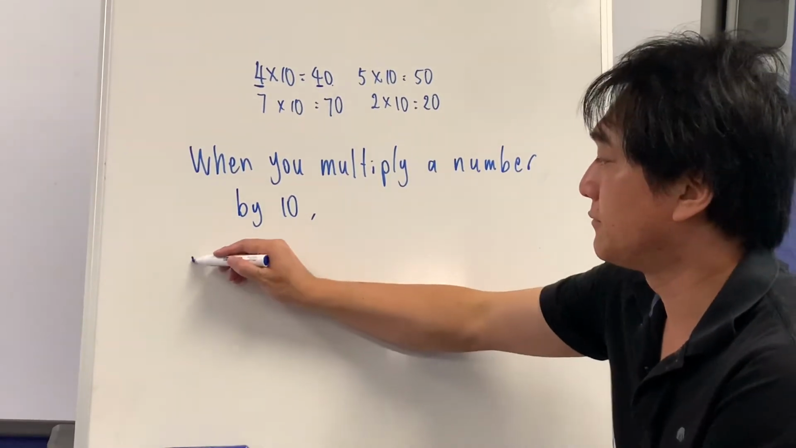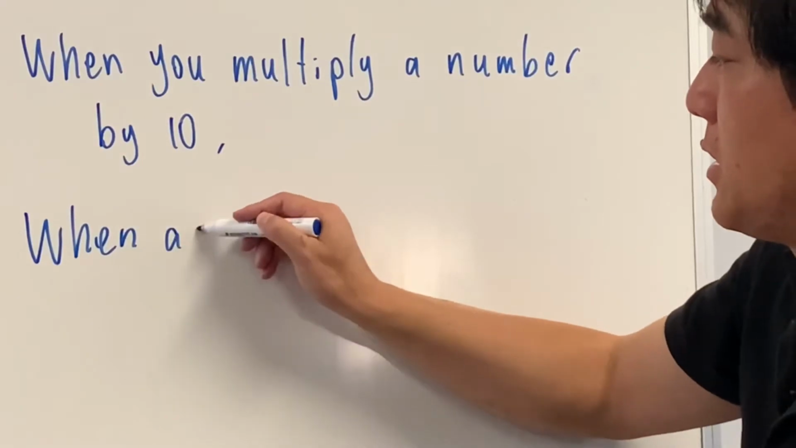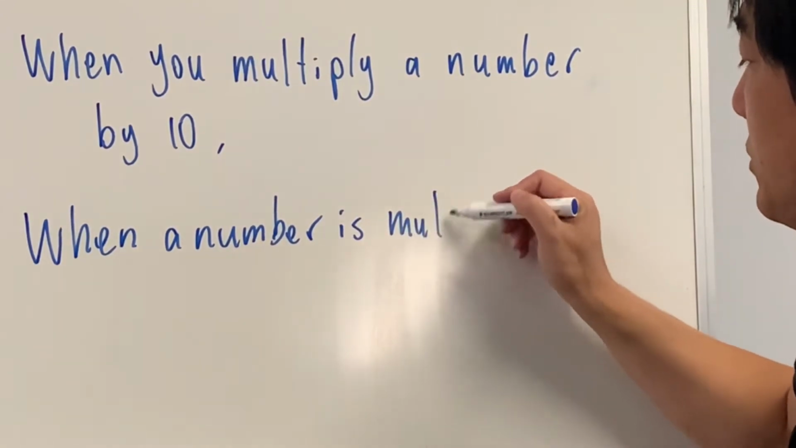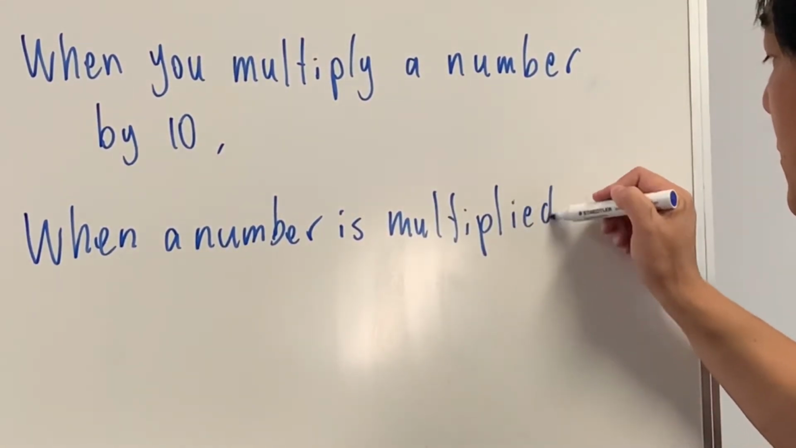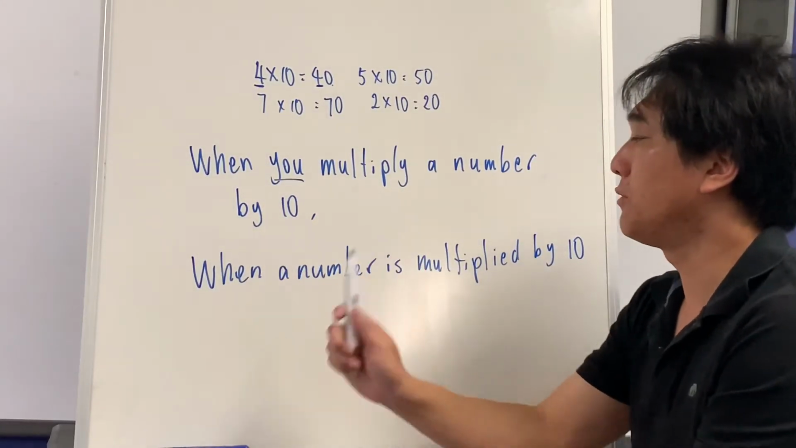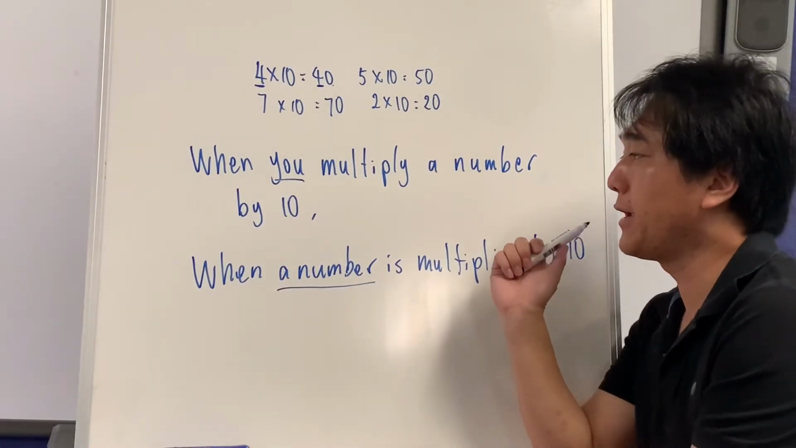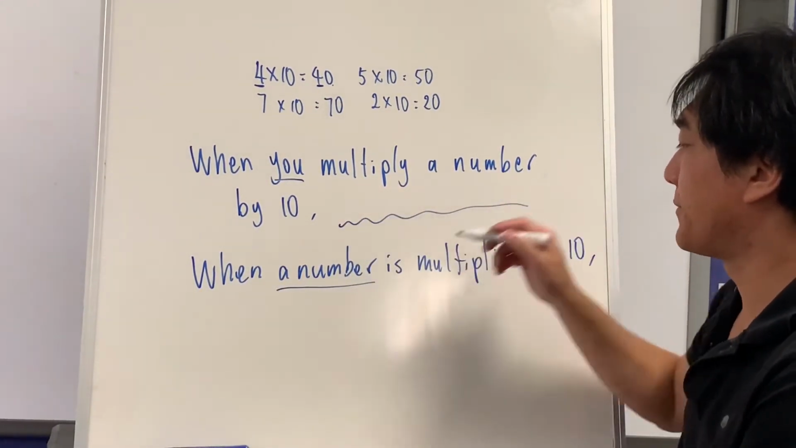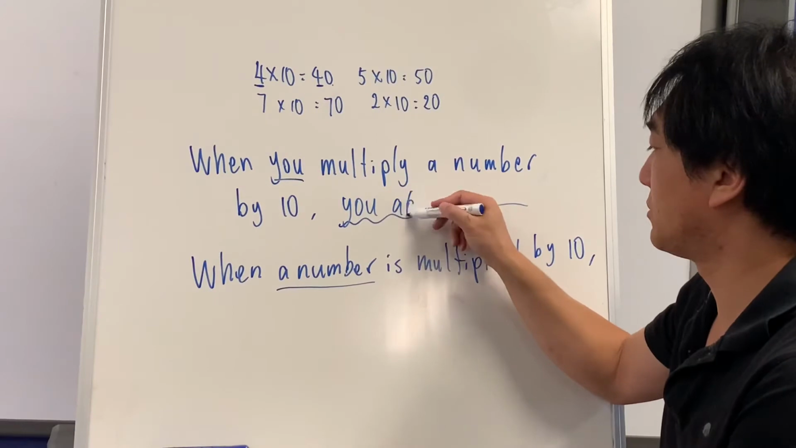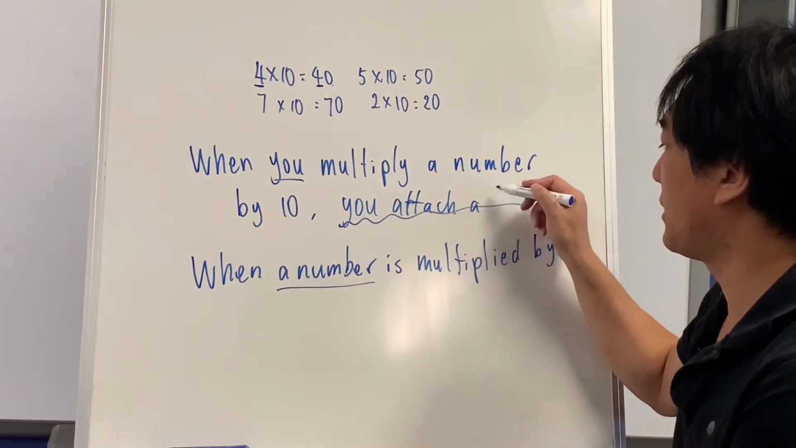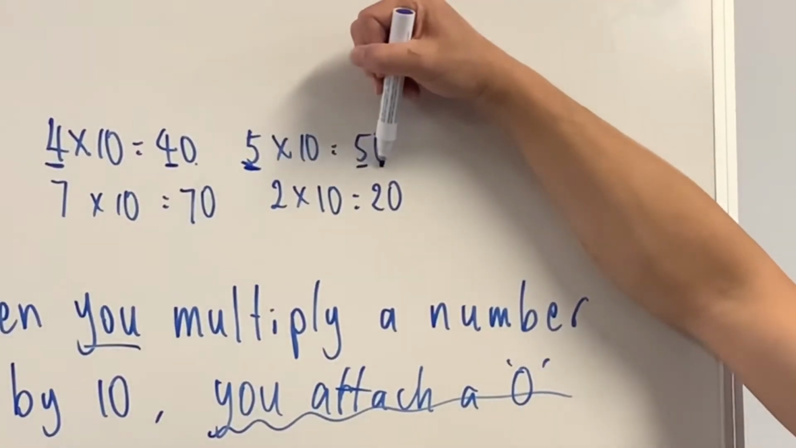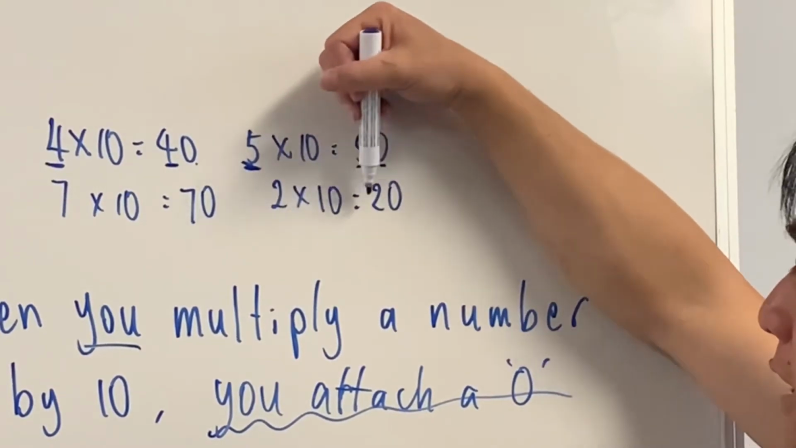Or you might have said when a number is multiplied by 10, the rest will be the same. You attach or put a 0 after the original number. So 5 times 10 is write 5 and then put the 0. 2 times 10 is 2 and add the 0.